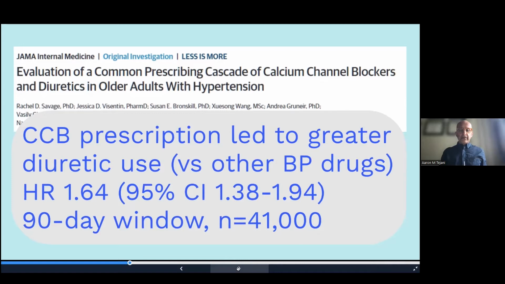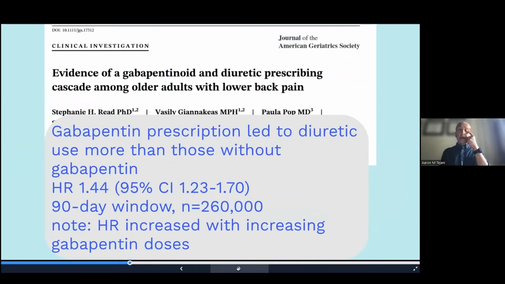The next piece of information I wanted to share with you relates to gabapentin and pregabalin, and it's the evidence of a gabapentinoid and diuretic prescribing cascade among older adults with lower back pain. In this one, gabapentinoid prescriptions led to diuretic use more than those without gabapentin, with a hazard ratio of 1.44. And again, they had a 90-day window, with cases and controls, a population in this evaluation of around 260,000 people.